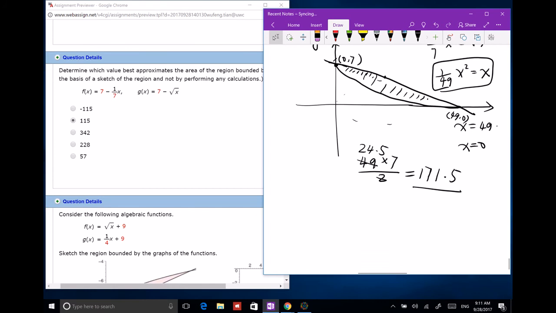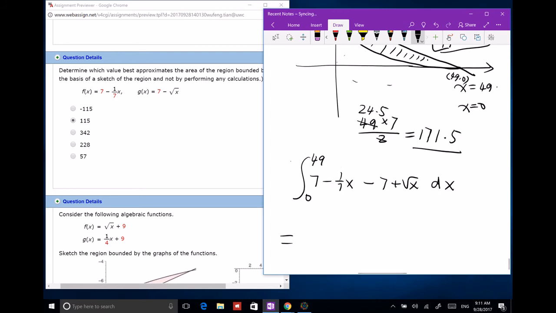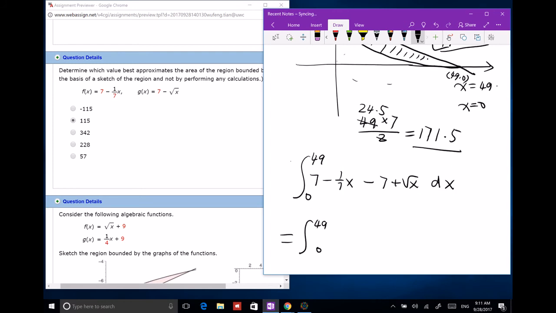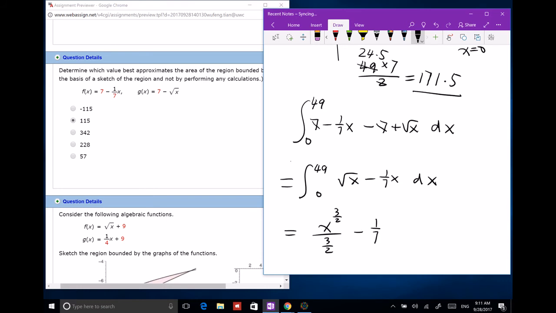But you can actually do the calculation: the integral of 7 minus 1 over 7 x from 0 to 49, minus 7 plus square root of x, dx. The 7 cancels out, so it's square root of x minus 1 over 7 x, dx. Take the antiderivative: x to the power 3/2 over 3/2 minus 1 over 7 times x squared over 2.